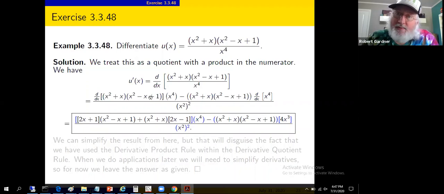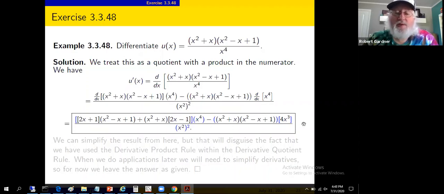Well, the numerator is a product. All right, we'll use a product rule then. That'd be the derivative of the first times the second plus the first times the derivative of the second. And you see right here exactly the square bracket representation of the product rule. Derivative of the first, it's what, 2x plus 1? 2x plus 1 times the second plus the first, x squared plus x, times the derivative of the second, 2x minus 1, plus 0 if you like.